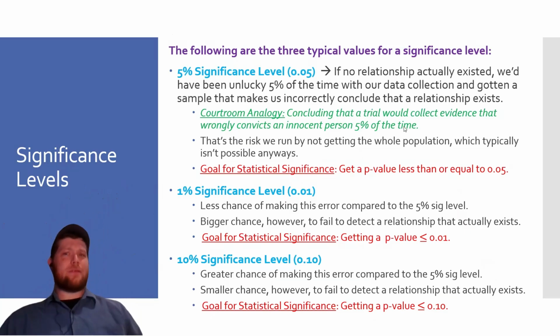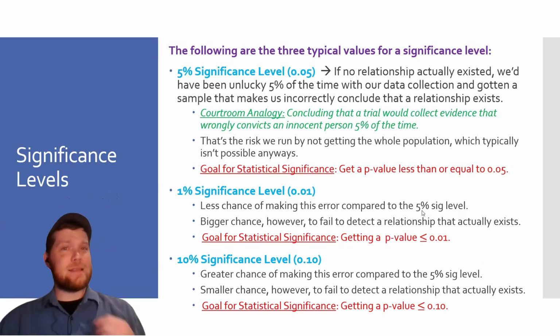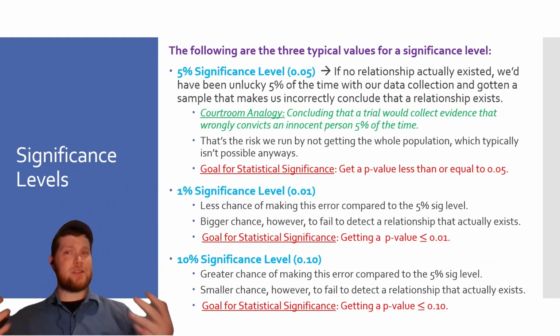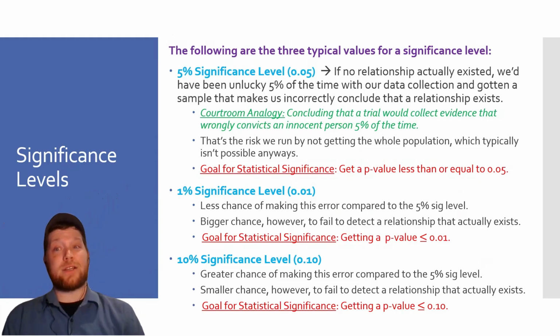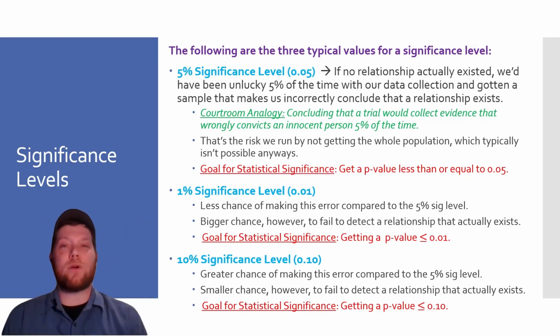And the following are three typical values, as we talked about before. A 5% significance level is basically if no relationship actually existed, we may be unlucky about 5% of the time with our data collection and get a sample that makes us incorrectly conclude that a relationship exists. In the courtroom analogy of innocent and guilty we talked about before, that's like concluding in a trial that we collect evidence that wrongly convicts an innocent person 5% of the time.